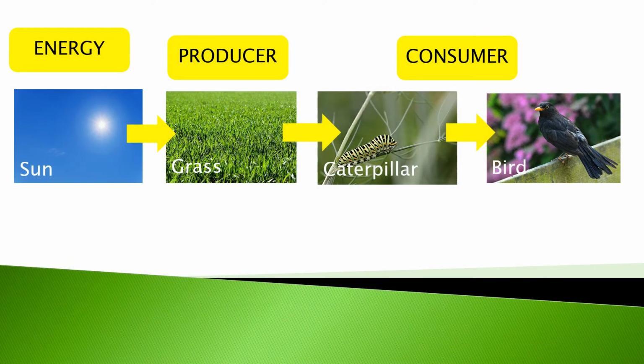In this food chain, the sun provides the energy for the grass to grow. The grass uses this energy to provide its own food. The caterpillar eats the grass and the bird eats the caterpillar. The caterpillar and the bird are both consumers.